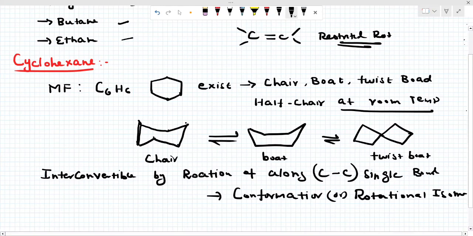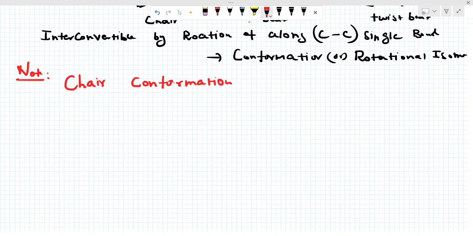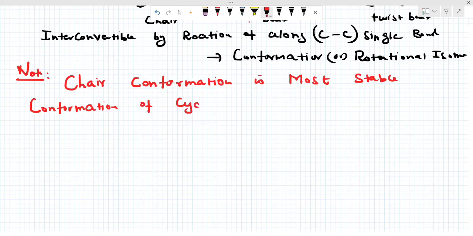Now I'm going to focus only on the chair form, which is the most stable form. Please note, very important: the chair conformation is the most stable conformation of cyclohexane.